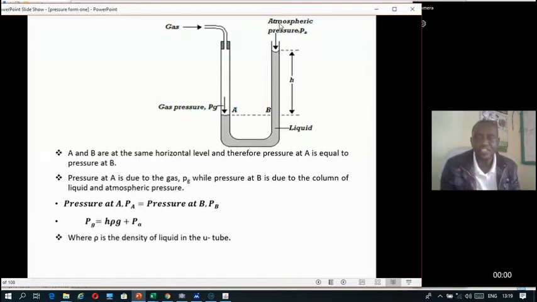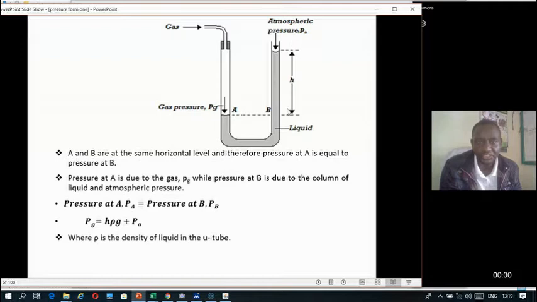So it becomes very easy. If you want to find the pressure of the gas, you say pressure of the gas at this point A is equal to pressure at B because they are at the same depth. Pressure at A equals pressure at B. But what is pressure at A? Pressure of the gas. Pressure at B is pressure due to the liquid plus atmospheric pressure. So it will be height times density of the liquid times g, then plus atmospheric pressure.